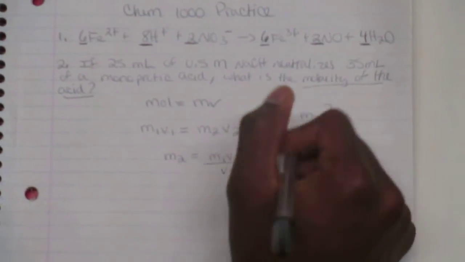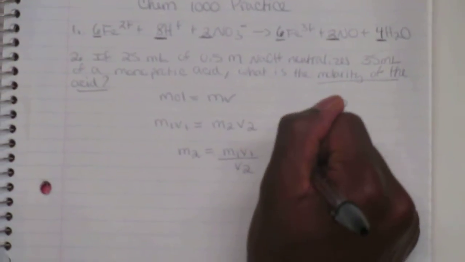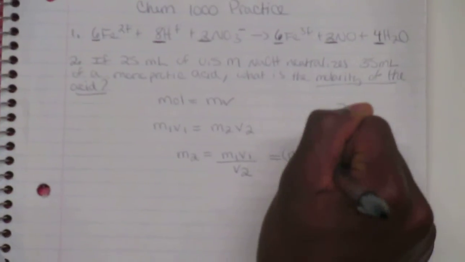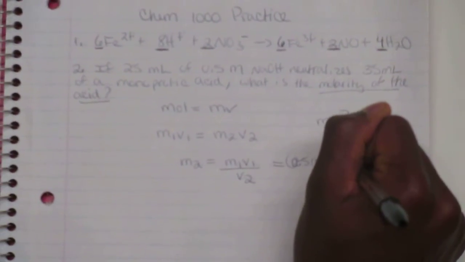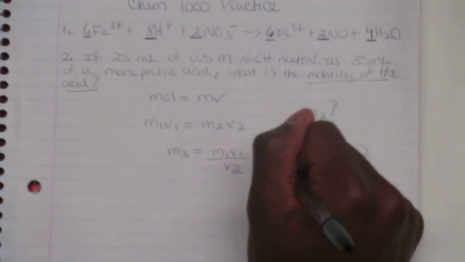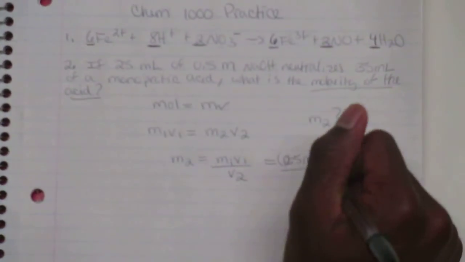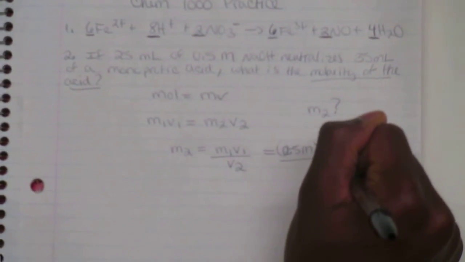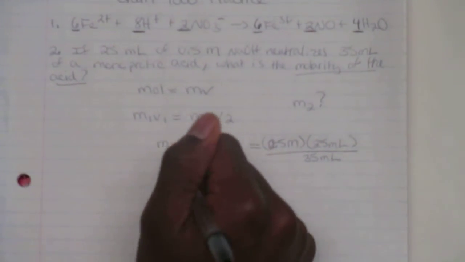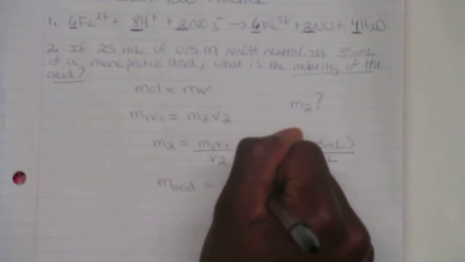Then we just plug in our known values. The molarity of the first one, NaOH, is 0.5 molar. Multiply that by the volume of the NaOH, which is 25 milliliters. Then we divide that by the volume of the acid, which is 35 milliliters. So the molarity of our acid is going to be equal to 0.4 molar.